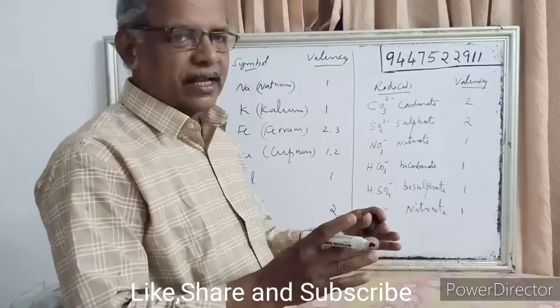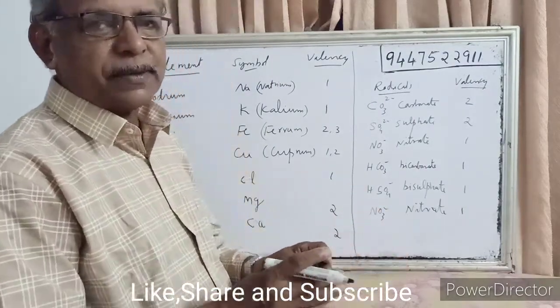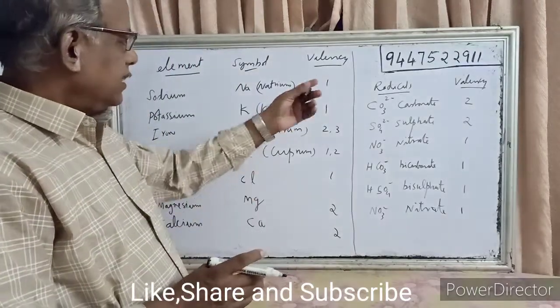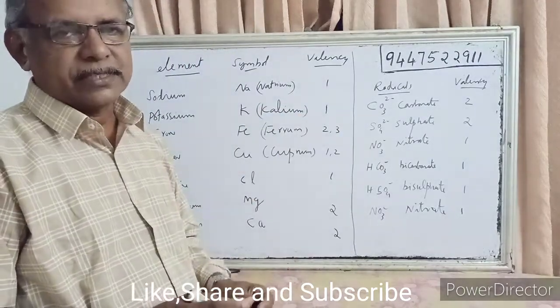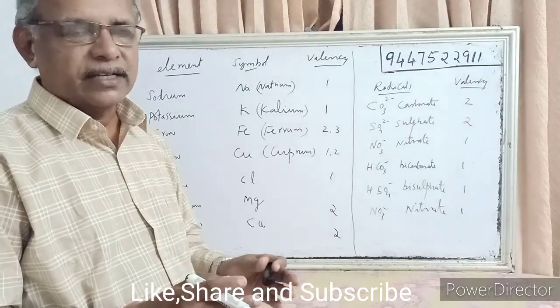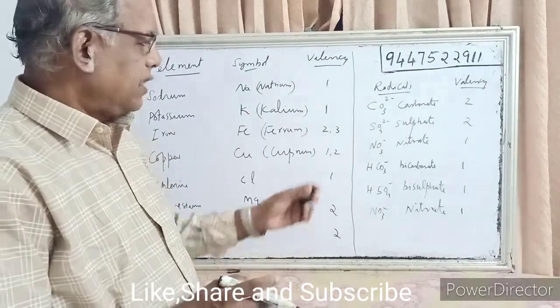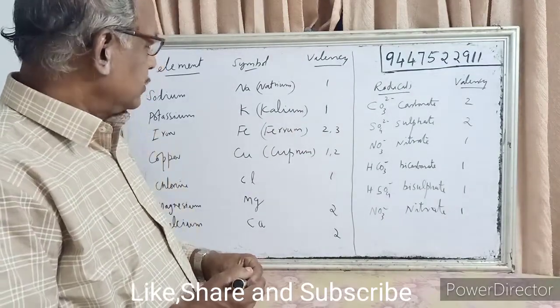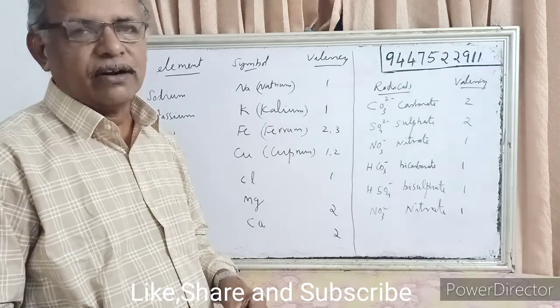So a symbol is the shortest method of representing an element, and a radical is a group of atoms. They occur together, and their valency is the charge of the radical. So what is valency and how will you find out valency?